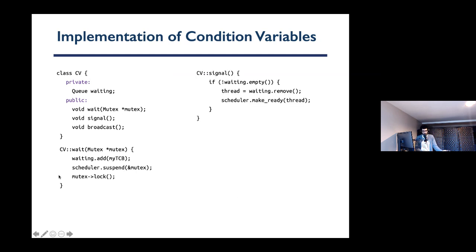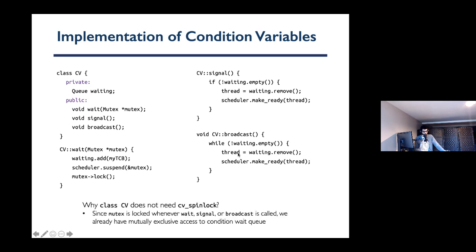And this is the signal implementation. You just check to see if anybody is waiting. If nobody is waiting, you don't do anything. So basically, this signal doesn't change anything if nobody is waiting. However, if somebody is waiting, all we do is remove that guy from the waiting queue and then make that guy ready. And that's all we do. And similarly with broadcast. As long as somebody is waiting, we remove them and we wake them up, make them ready. Okay.